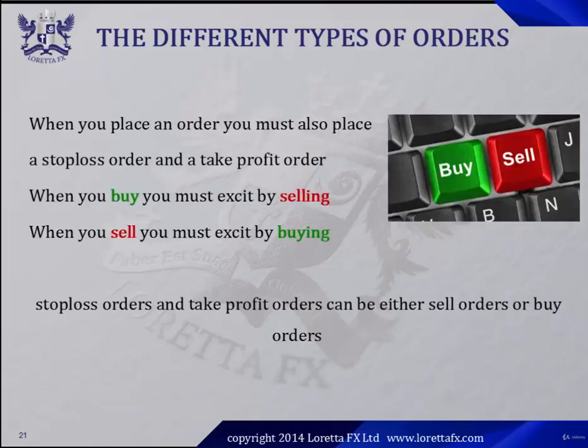Now, when you place an order, you must also place a stop loss order and a take profit order. And remember, when you buy, you must exit by selling. And when you sell, you must exit by buying. Now, this is automatically done for you. Once you enter the market by buying, whenever you choose to exit, you automatically sell. And whenever you sell, whenever you choose to exit, you automatically buy. So this is automatically done for you.